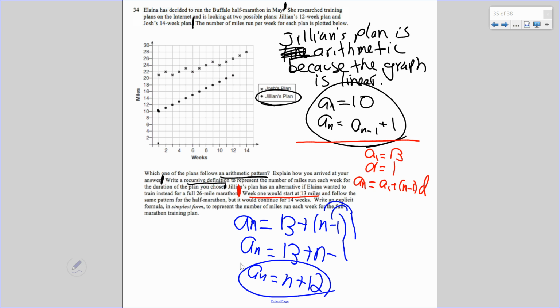And that's it. I think it was a very, very simple 4-point question. I hope students are able to rack up all the points on here. As long as you know how to write a recursive and an explicit definition, you're good. The explicit's on your reference sheet, and of course the recursive, check out my playlist.